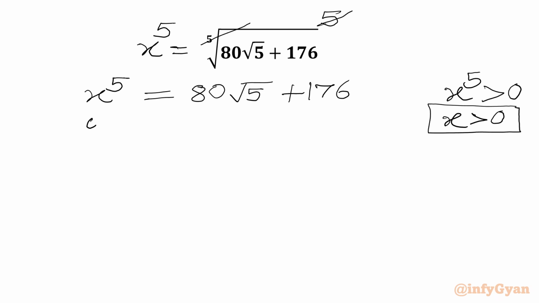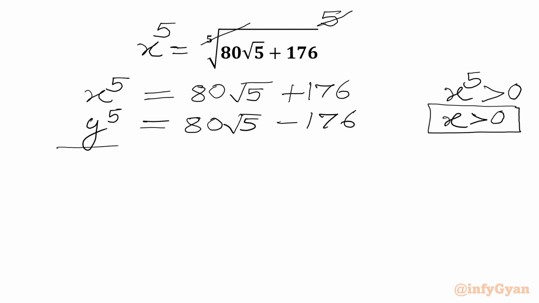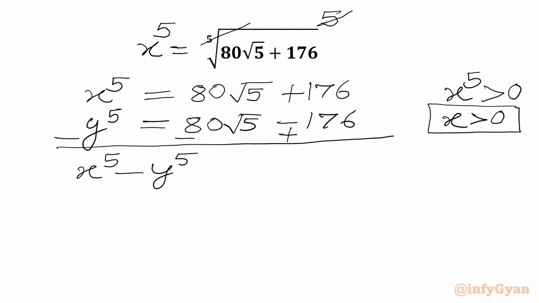Now we can assume y power 5, which will be equal to the conjugate of x power 5. So we'll write 80 square root 5 minus 176. Now we can subtract the second equation from the first one. We will get x power 5 minus y power 5 equal to 352. Let's say this is our equation 1.